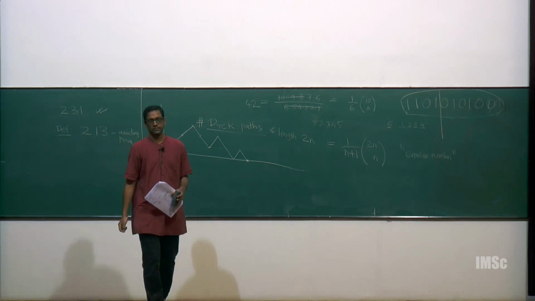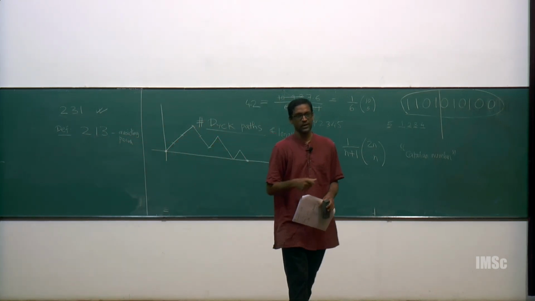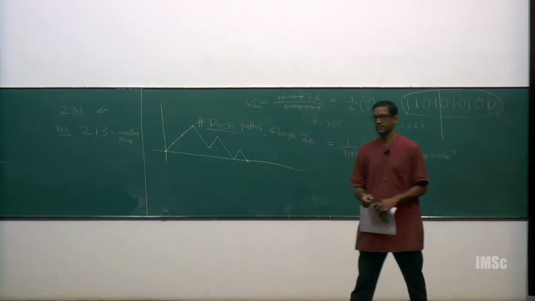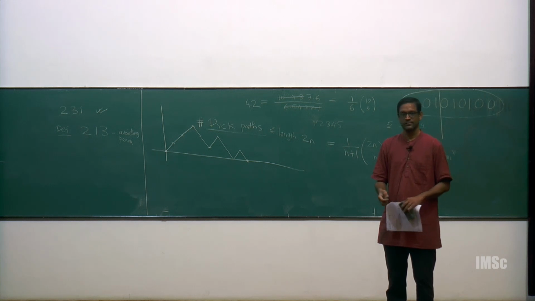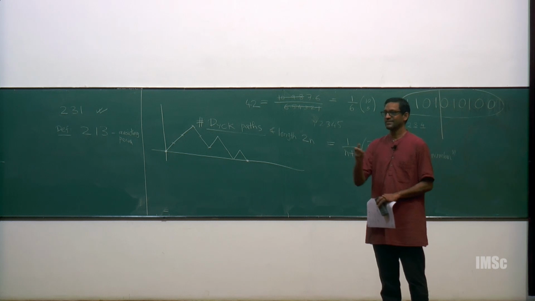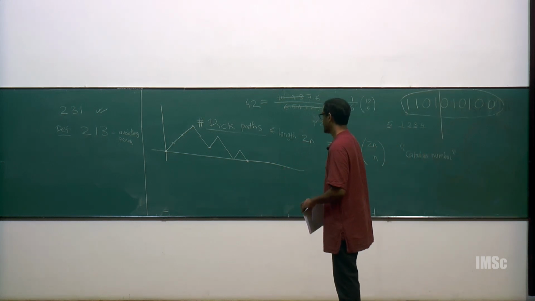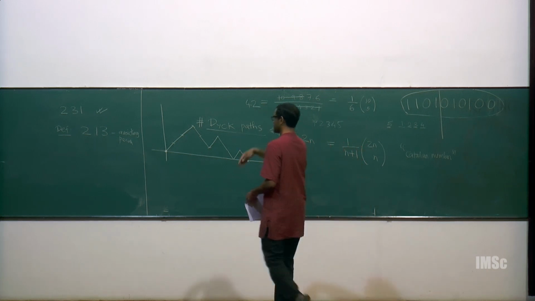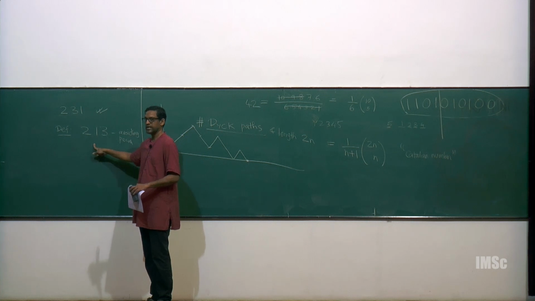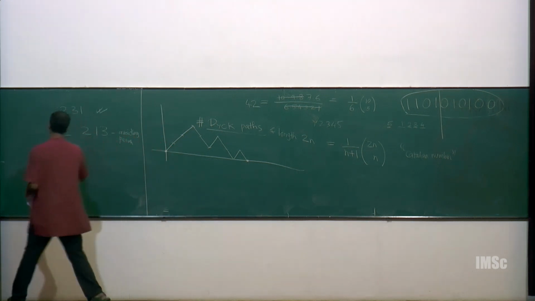How would you define it? So a permutation is said to contain 2, 1, 3 if there are 3 indices, i less than j less than k, such that the fellow which lives at position i is the medium guy, the fellow at j is the smallest, and the fellow at k is the largest. Okay, so let's write it out.